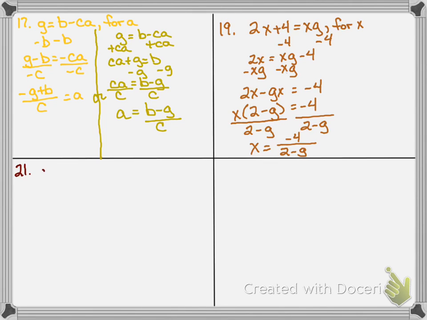Number 21, we're going to have g is equal to x minus c divided by x, and we're going to solve for x. This is another one where we're going to use factoring, like we did in number 19. We're going to start by multiplying both sides by x, so we have gx is equal to x minus c.